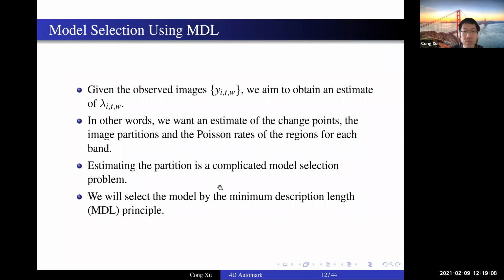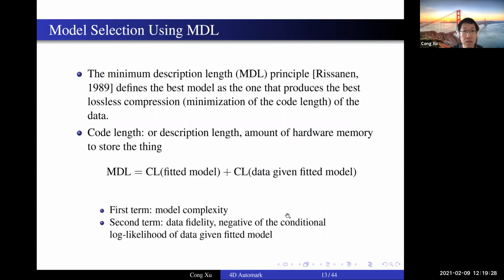So here we will use the one called MDL, the minimum description length principle, as the criteria or the loss function for the estimation of the change points and the image partition. So some backgrounds about this principle.